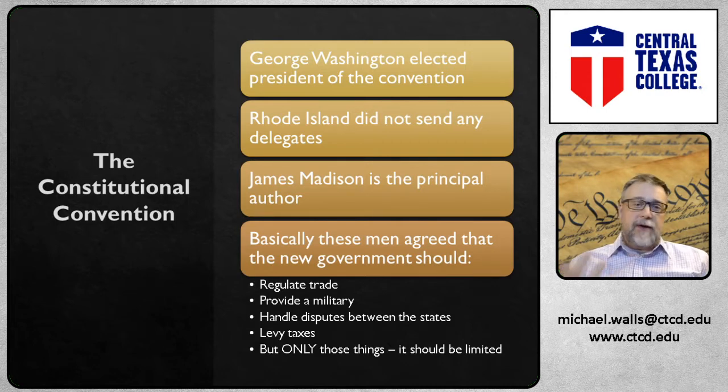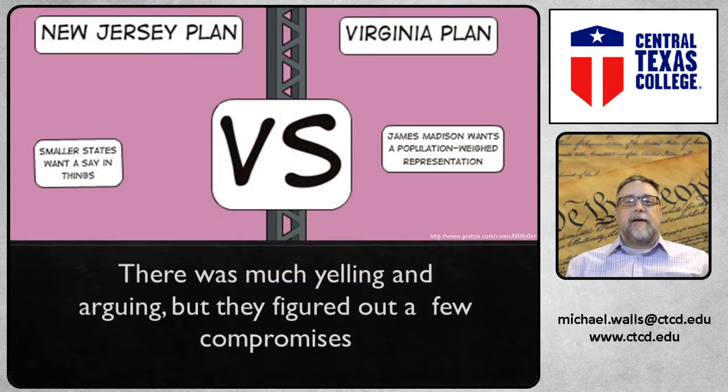So when they're in this meeting, they do a lot of yelling and a lot of arguing, and it's sort of behind closed doors, and it's hot, and I'm sure there's alcohol involved, and tempers are flaring, and this lasts over months. This goes all through the spring and summer and ends in September. But they do end up making a bunch of compromises.